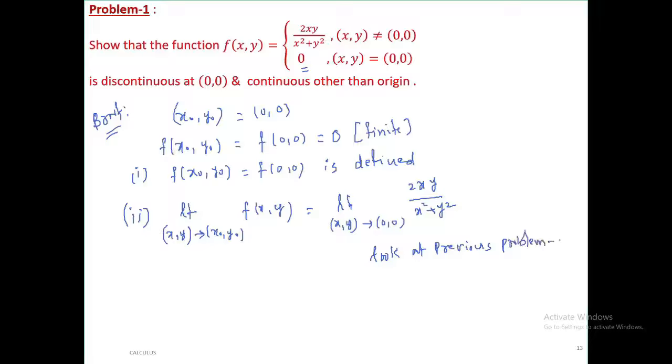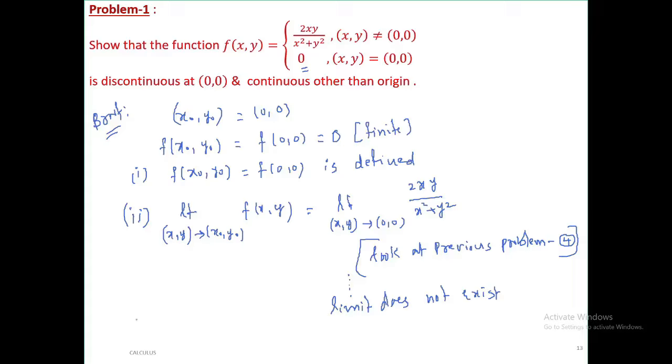Problem number 4. Okay, so what I got: along y equal to mx, whichever path you take, the limit does not exist. Choose the path y equal to mx, so the limit does not exist. So actually this limit should exist and this value should be equal to 0, right?